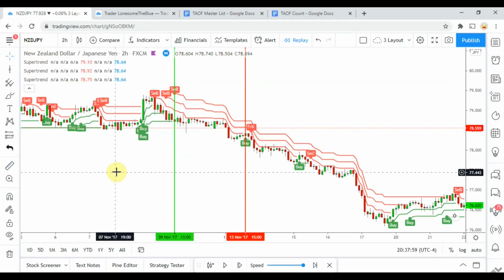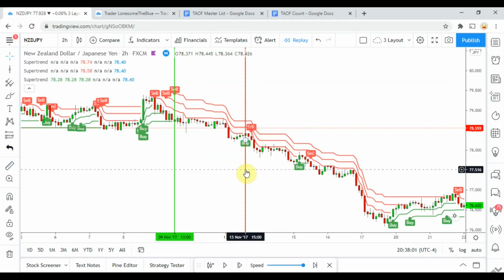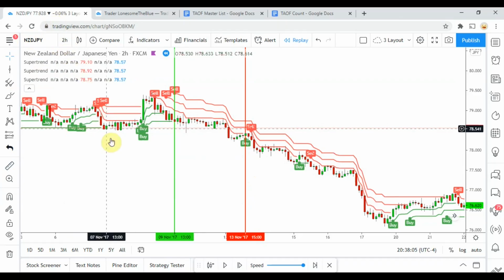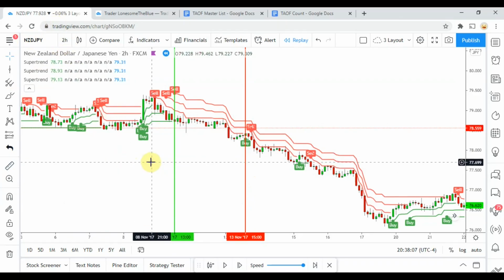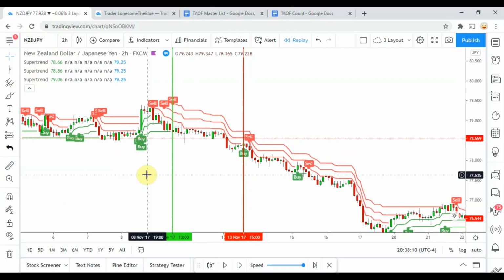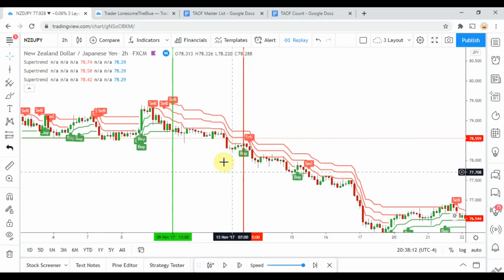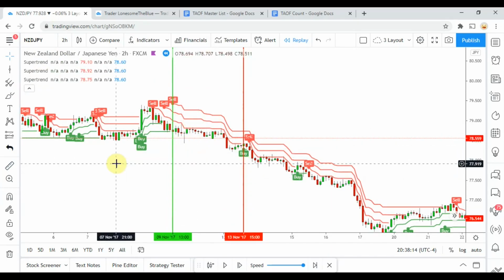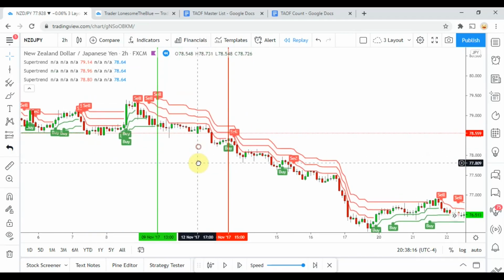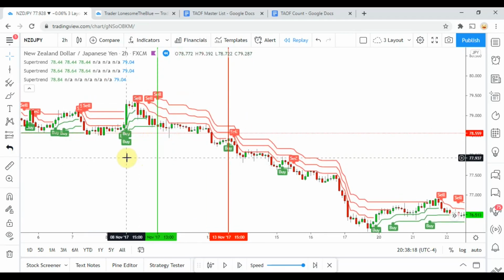This is on a 2-hour time frame. The original video did not designate a specific pair or a specific time frame to use this on, and so I'm just kind of shooting in the dark as far as those go. But as you can see, that is the basic strategy that we're looking for.